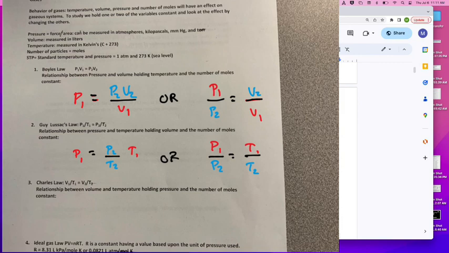Okay. Charles goes through and does the same thing. So we can do more fun stuff with all this P1, V1 stuff. Why do we need all the ones? What's the point of all those ones and twos?